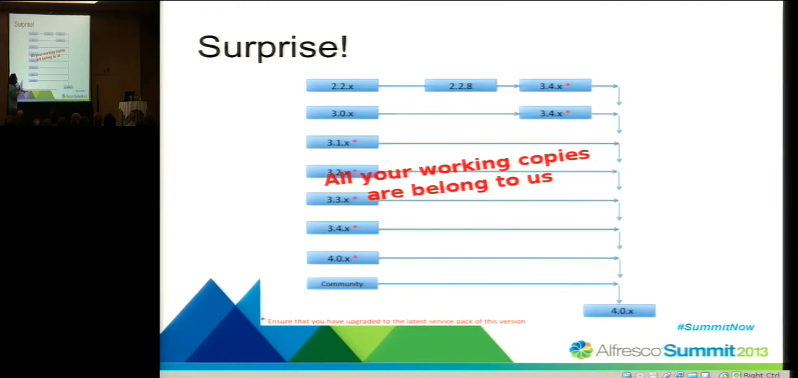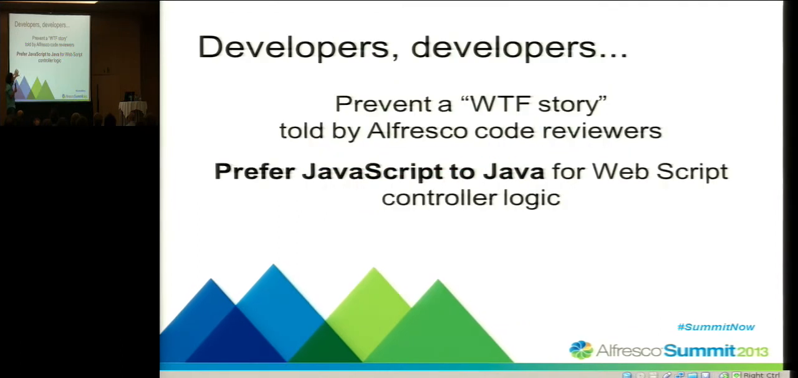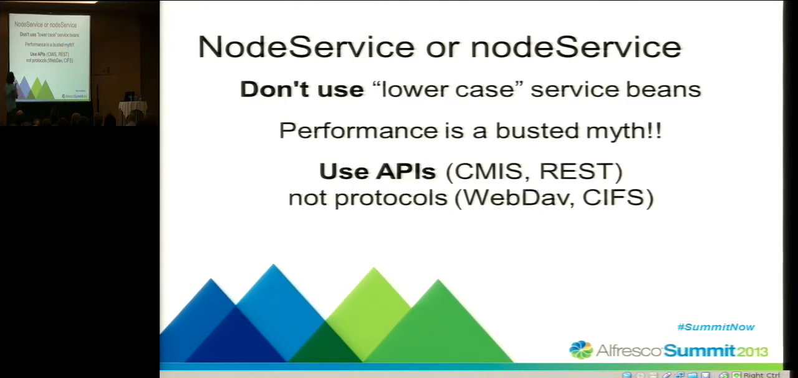So this is what we think about things done funky in Alfresco, but they can also think that you are doing things funky. So to prevent this, besides the funky stories from the guys, follow the advice from Peter Monk. He will tell you, when you do extensions, use JavaScript instead of Java, because if you don't, you're the bad guy. He will also tell you, even if your Alfresco trainer will tell you, just use the nodeService with the lowercase because it's much faster, it's not true, it's a myth. So don't do that. And also use APIs instead of protocols.